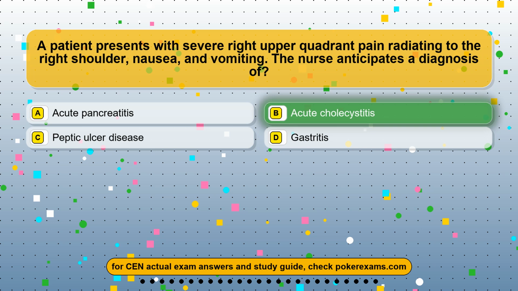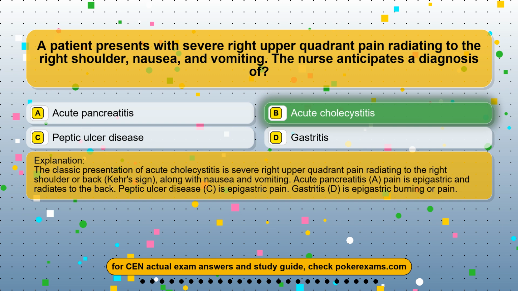The correct answer is option B, acute cholecystitis. The classic presentation of acute cholecystitis is severe right upper quadrant pain radiating to the right shoulder or back, Kehr's sign, along with nausea and vomiting. Acute pancreatitis, A, pain is epigastric and radiates to the back. Peptic ulcer disease, C, is epigastric pain. Gastritis, D, is epigastric burning or pain.